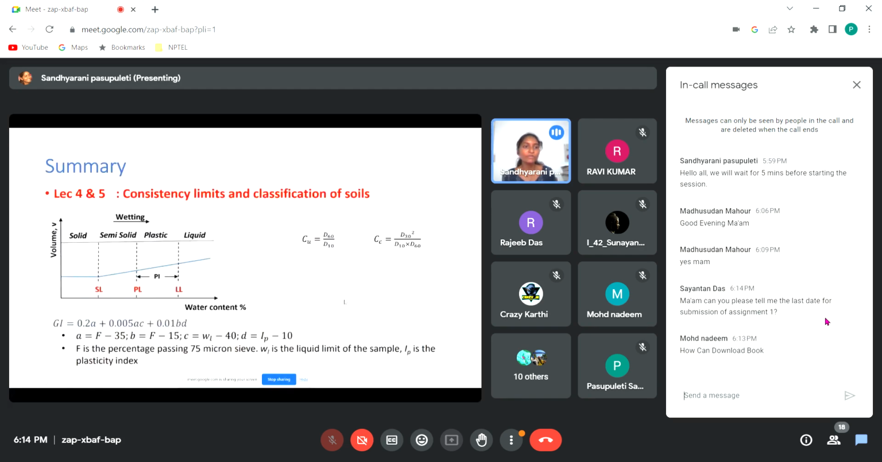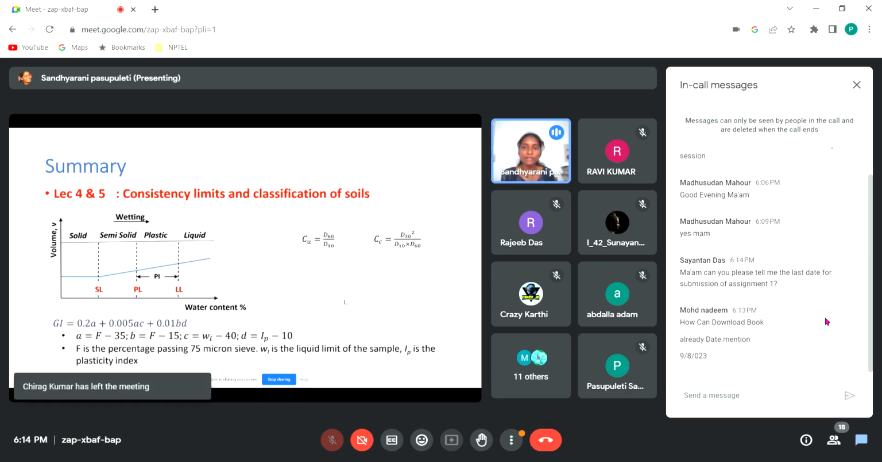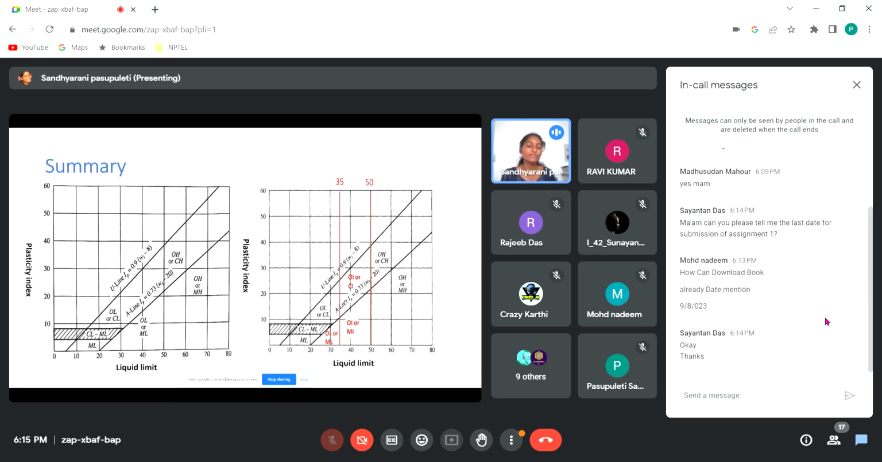In addition to that, lectures 4 and 5 were on the consistency limits and classification of soils. We have studied all the Atterberg limits and how to classify the soils based on them. We also covered the classification of soils as per the US classification and the IS classification, and what the difference is, and also the AASHTO classification. Based upon that, how can we classify the soils given their properties? These are the contents we have studied in the last week.